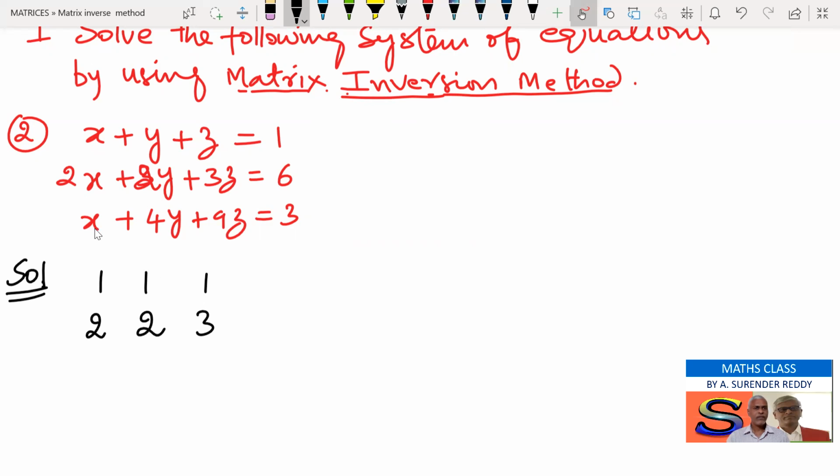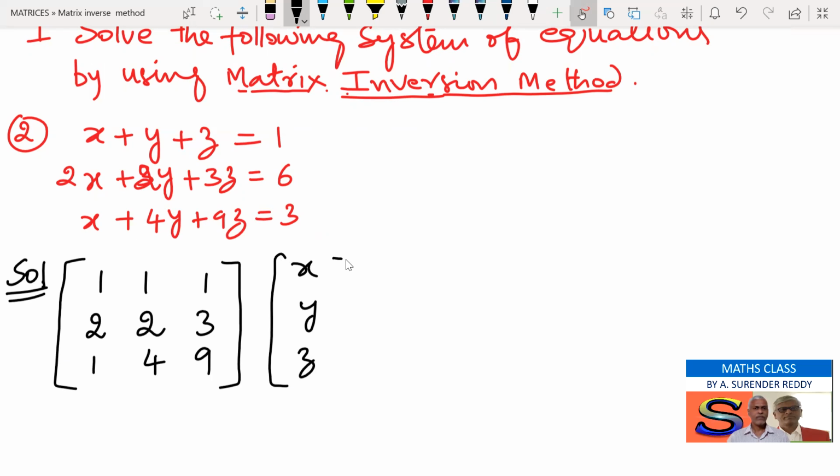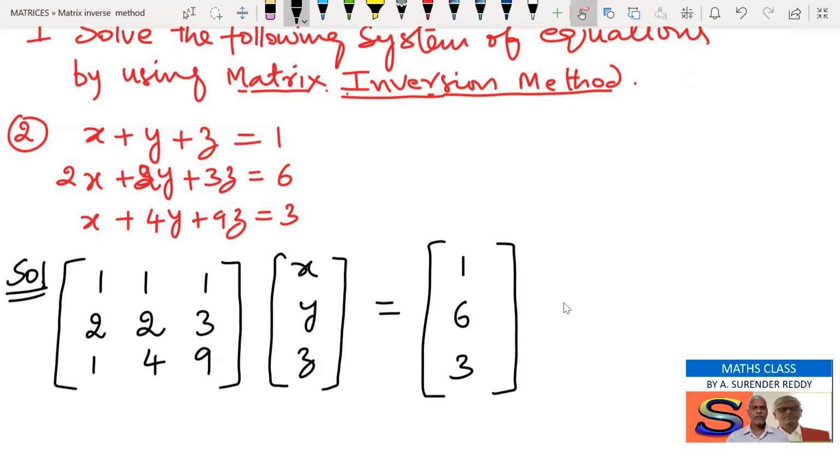And third equation coefficients 1, 4, 9. So this is the coefficient matrix. X, Y, Z is the variable matrix and constant matrix 1, 6, 3 is the constant matrix.